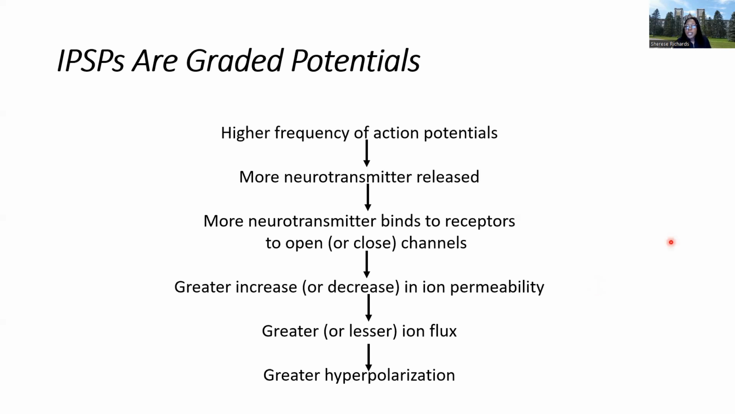The higher frequency of action potentials means that more neurotransmitter is released. More neurotransmitter means that more of that can bind to receptors on the adjacent cell. And then if we have an increase or decrease in ion permeability, that can result in either more or less ion movement, which can result in hyperpolarization.